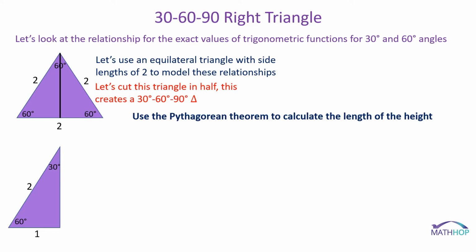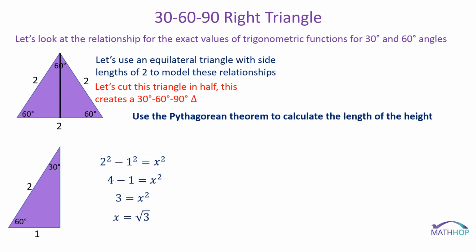And that's fine because we're going to use the Pythagorean theorem to calculate the length of the height. Now remember, the Pythagorean theorem is leg squared plus leg squared equals hypotenuse squared. If you know the hypotenuse, do hypotenuse squared minus leg squared. So we're going to do 2 squared minus 1 squared equals x squared. That gives us 4 minus 1 equals x squared. 3 equals x squared. Opposite of squaring is still square rooting. So x is equal to the square root of 3.